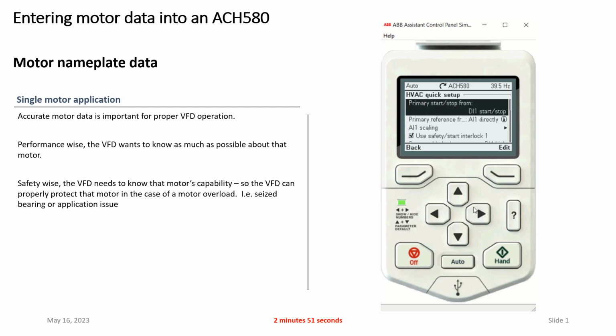A lot of my typical startup data is going to go into this area of the drive, and the motor data is a great example. So I'm going to scroll down here to motor nominal values. And the first thing the drive asks me is, is this a single motor or a multiple motor application, such as a fan array? And I have a single motor application here. And now I'm going to go ahead and enter my motor data.